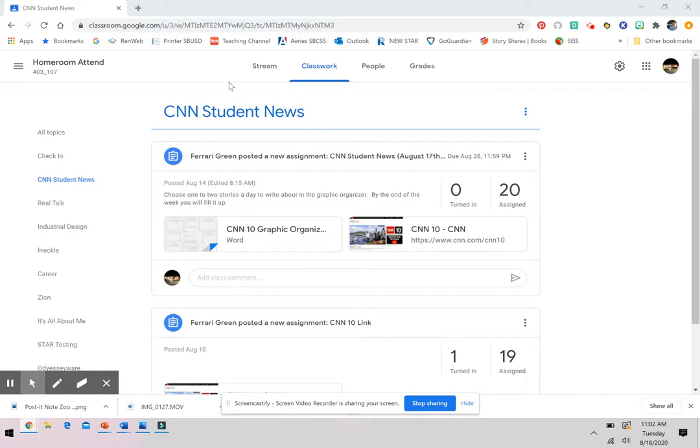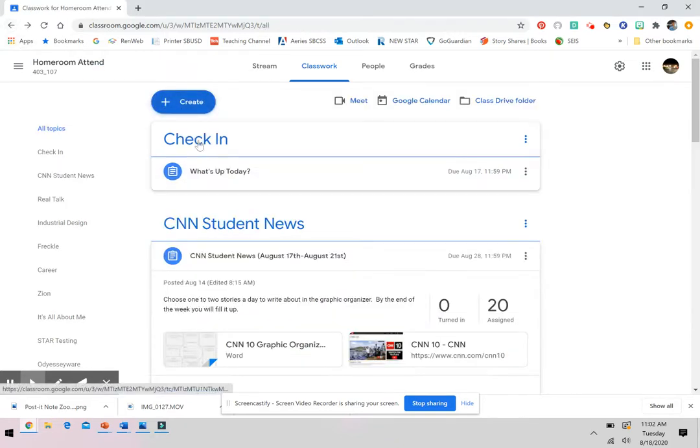You are going to go into your Google Classroom. You're going to go to classwork. The first thing you need to complete is your check in, your what's up today. We do this every day as a form of attendance, as well as seeing how you guys are doing and how we can continue to improve the classroom.